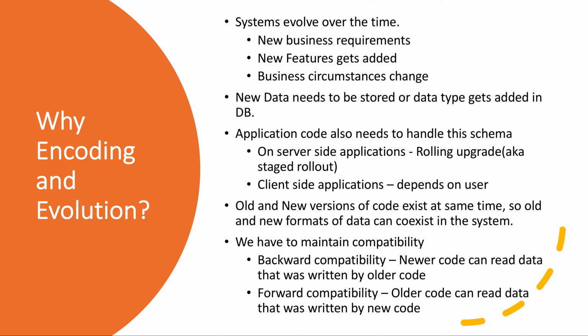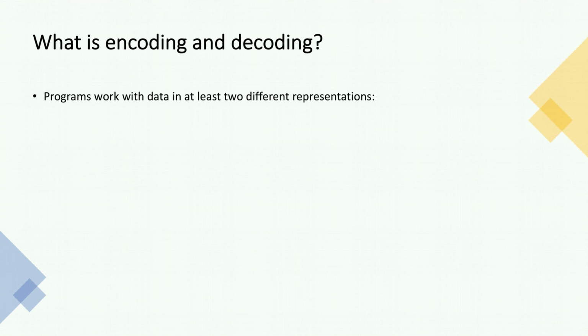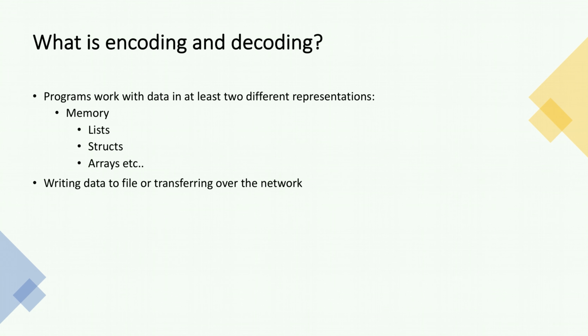So in this chapter, we will see various encoding formats and how they are used for storage and communication. Before deep diving into various encoding and decoding formats, let us first understand what encoding and decoding are. Programmers usually work with data in at least two different representations. The first one is in memory, where the data is kept in objects, structures, lists, arrays, etc. And these data structures are optimized for efficient access and manipulation by the CPU.